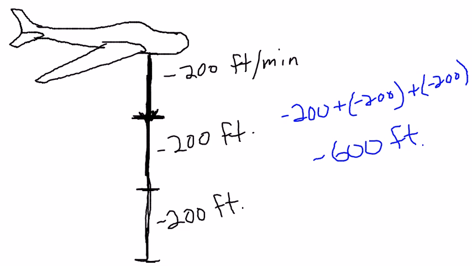Okay? Now, another way you could have done this was simply to multiply negative 200 times 3, right? Because since second grade, since maybe even first grade, we've been using multiplication to represent repeated addition, right? So negative 200 plus negative 200 plus negative 200 is simply negative 200 times 3, which equals negative 600 feet.